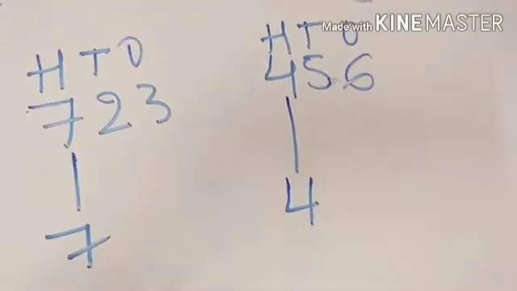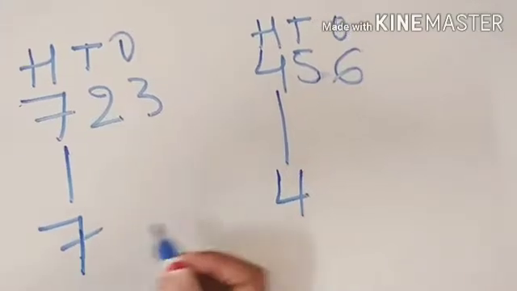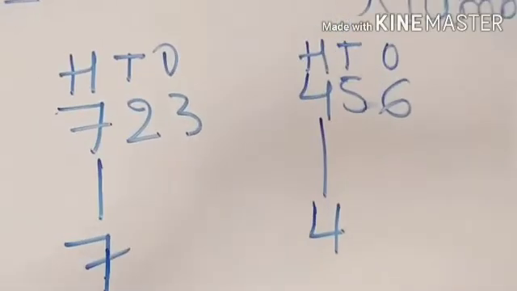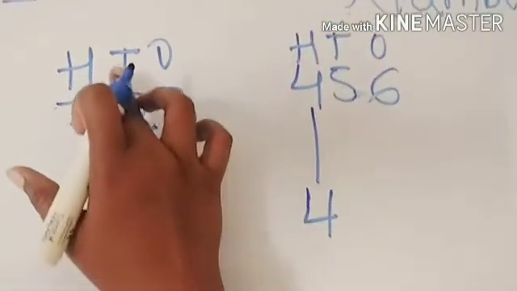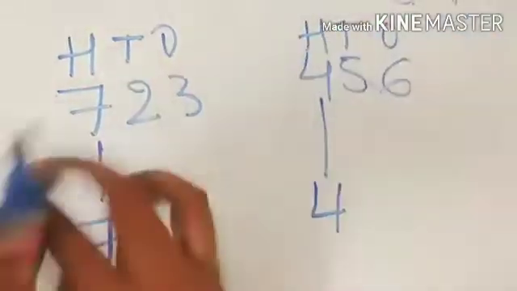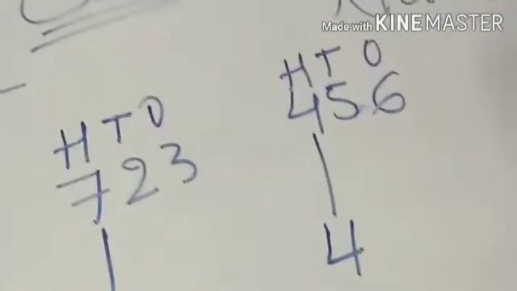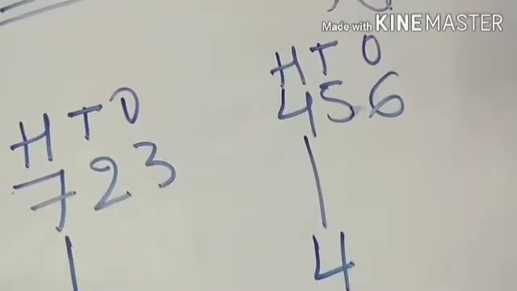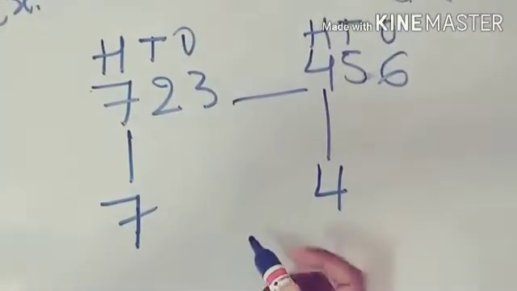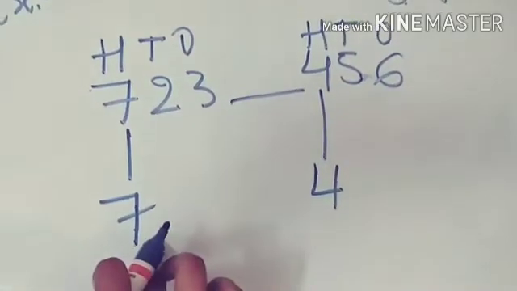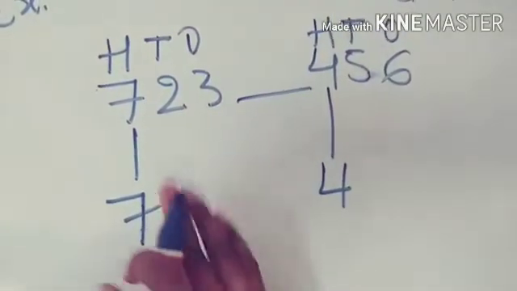So which one is bigger? 7 is bigger or 4 is bigger? Yes, 7 is a bigger number. So now you don't have to look at the number at the tens place or ones place. You can easily understand from the numbers at the hundreds place which are given to you, which one is a bigger number. Okay, here 7 is a bigger number. So the mouth will open towards the bigger number.